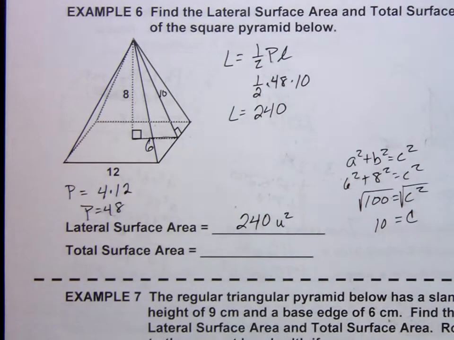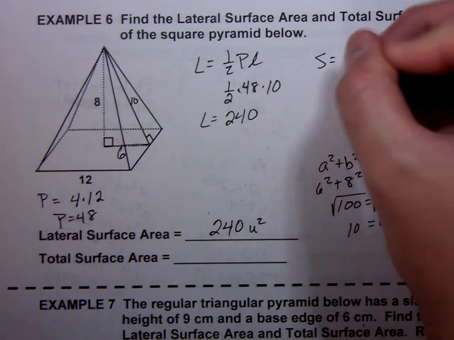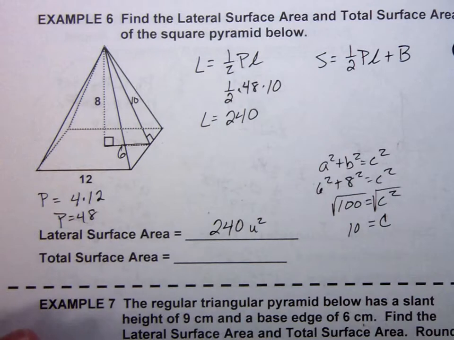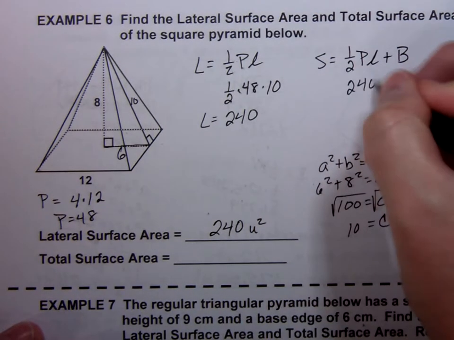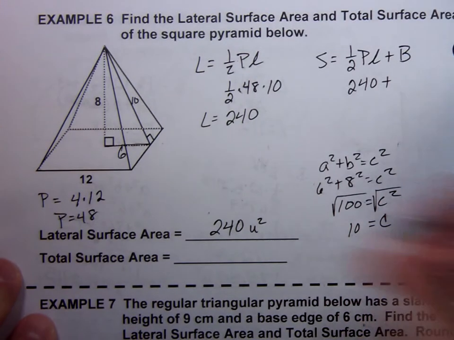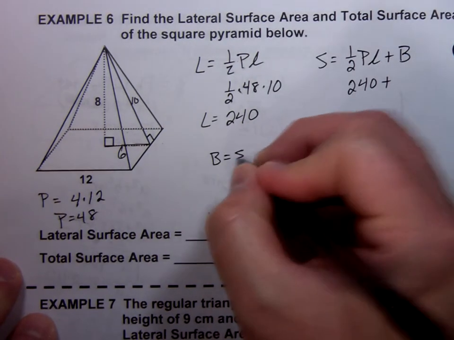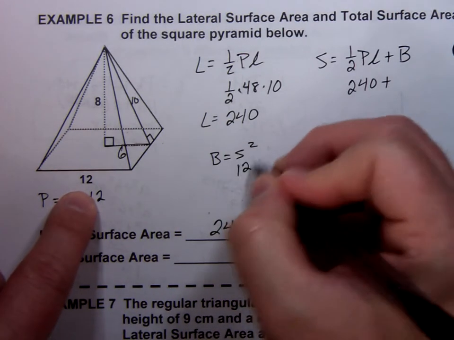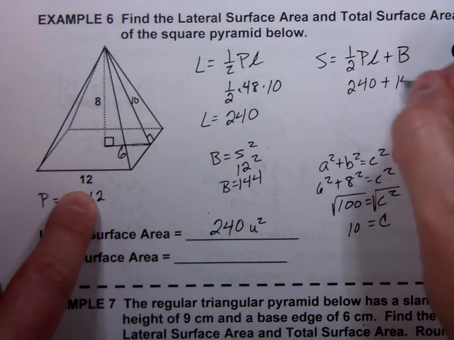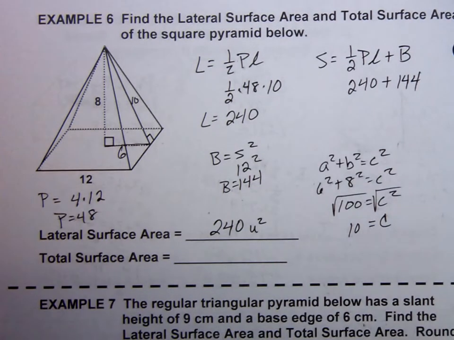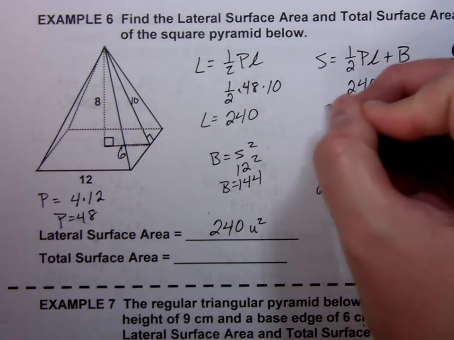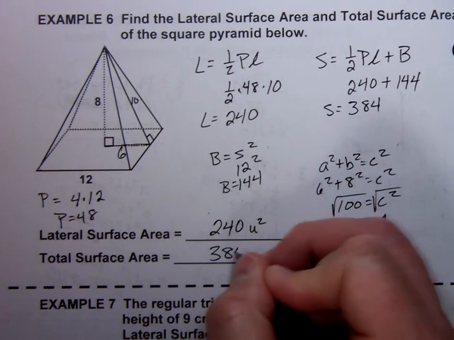Okay, for total surface area of any pyramid, you take the lateral surface area and you add the area of the base. So we already got the lateral surface area is 240. We just got to find the area of the base. Well, the base is just a square. An area of a square is side squared. I know the side is 12. 12 squared is 144. So I'm just adding 144 to the lateral surface area. It should give us 384. So the total surface area is 384 units squared.